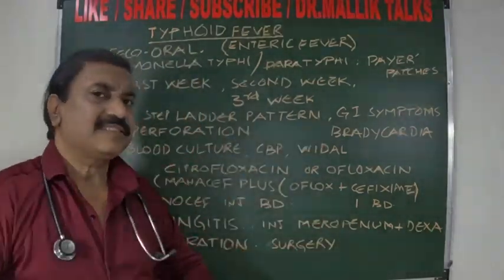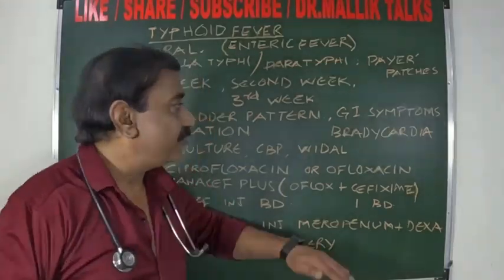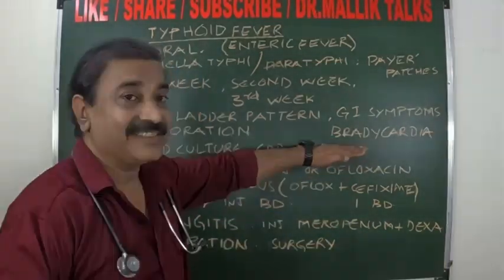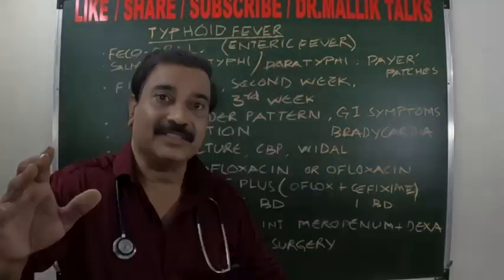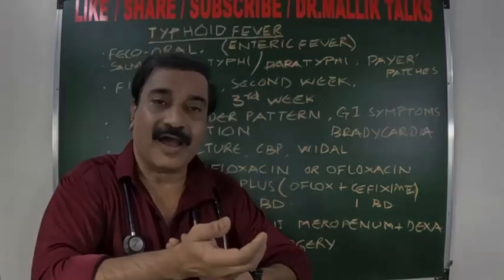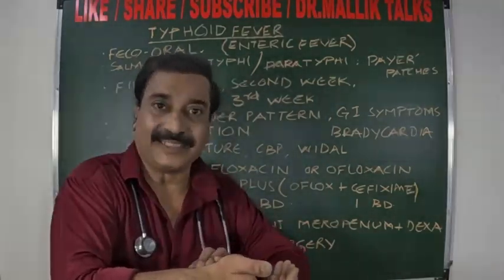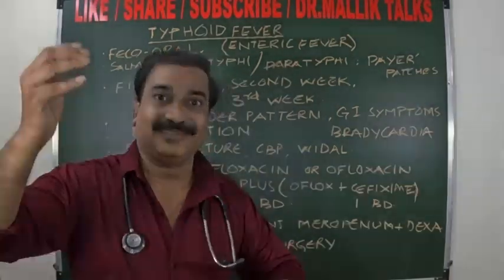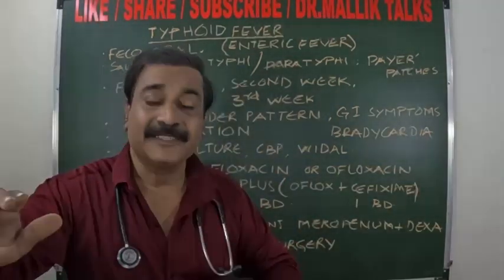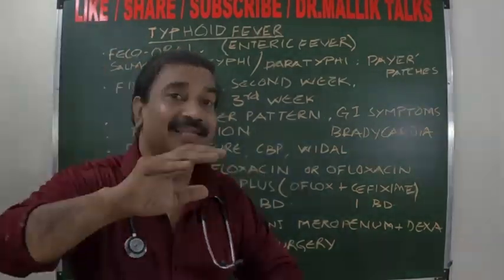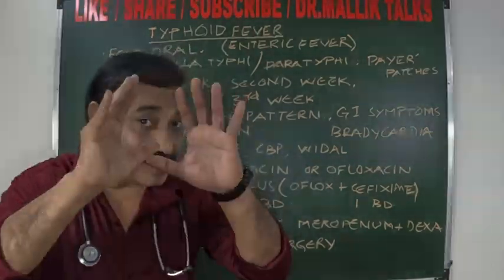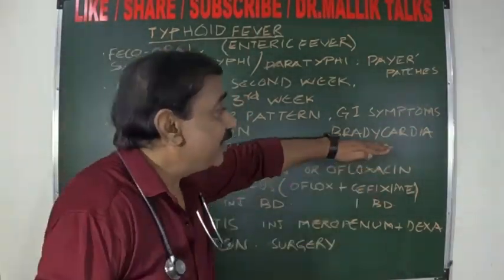In typhoid fever, the most important factor is this. Usually in all fevers, when the temperature rises, the heart rate, the pulse rate, also rises. 70 to 80 per minute is normal. It rises to 100, 110 once the temperature rises. But in typhoid, there will be bradycardia.